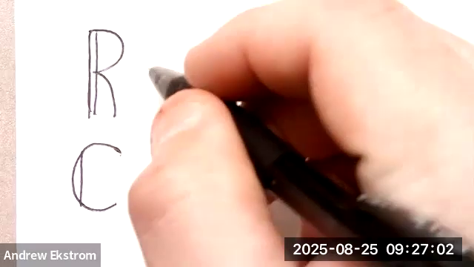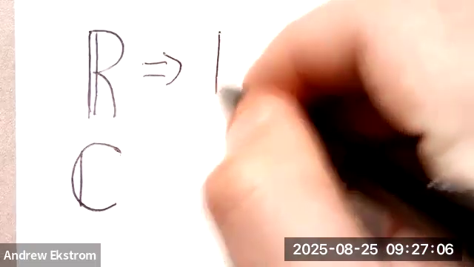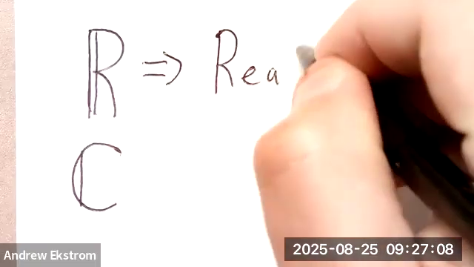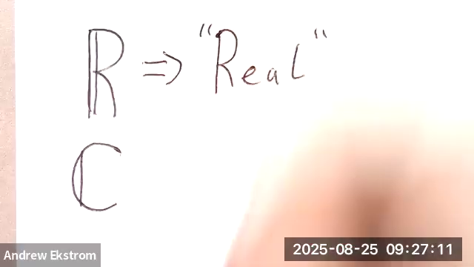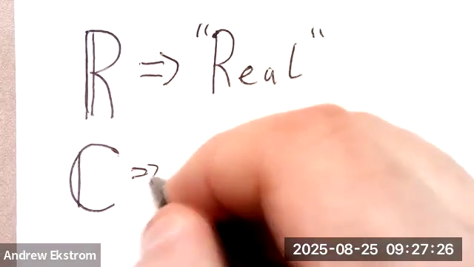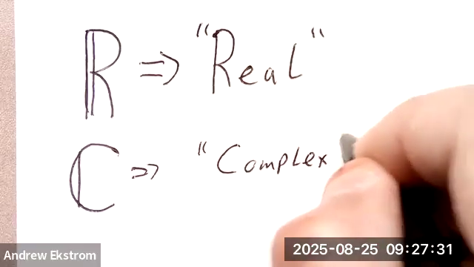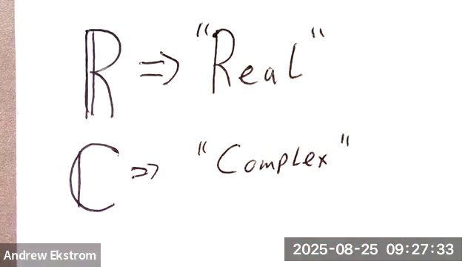And what happens here is R is going to be written as real numbers. And what does real number mean versus down here versus complex?